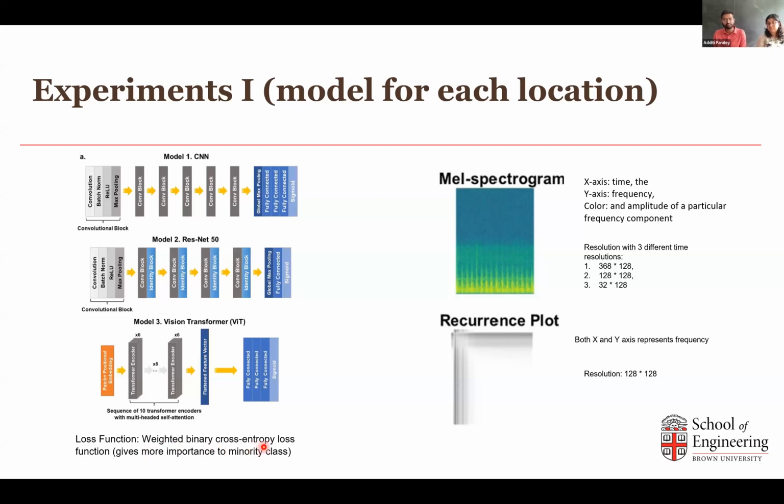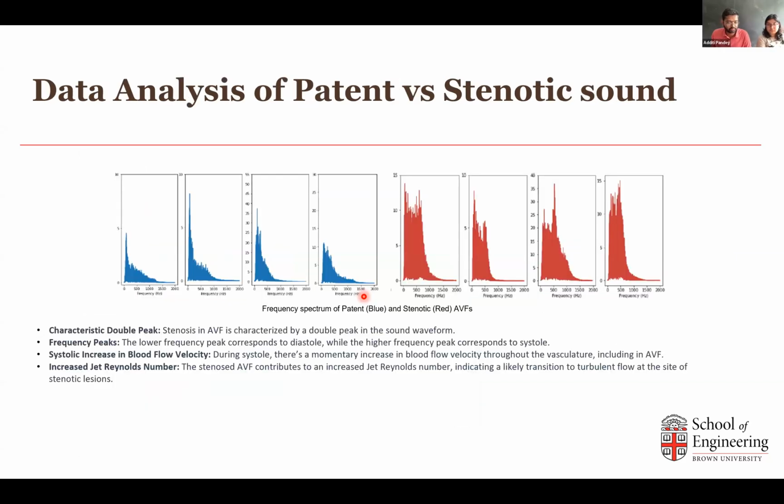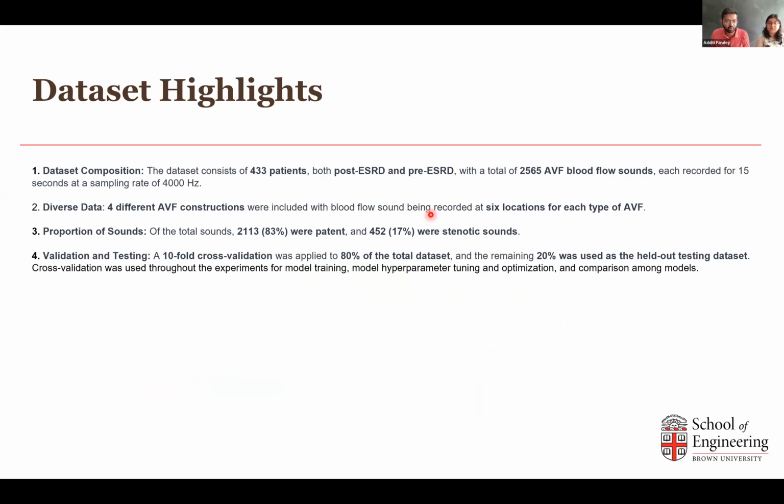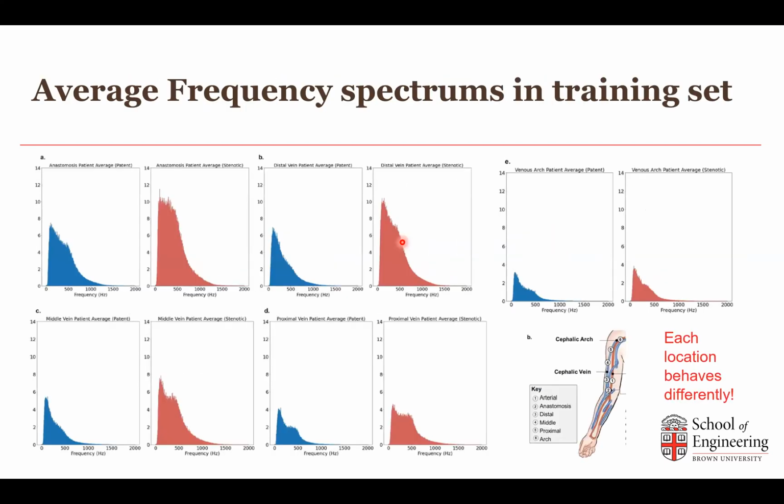Nikhil, I have a question. Yes. What is the data imbalance? What is the minority versus the normal? Wait, I'll go to this slide. So here we have 265 blood flow sounds in total. Okay. Only 83% of them were patent, and our idea is to find the stenotic sounds, which are very few. Right. Or 80 to 20, something like that.